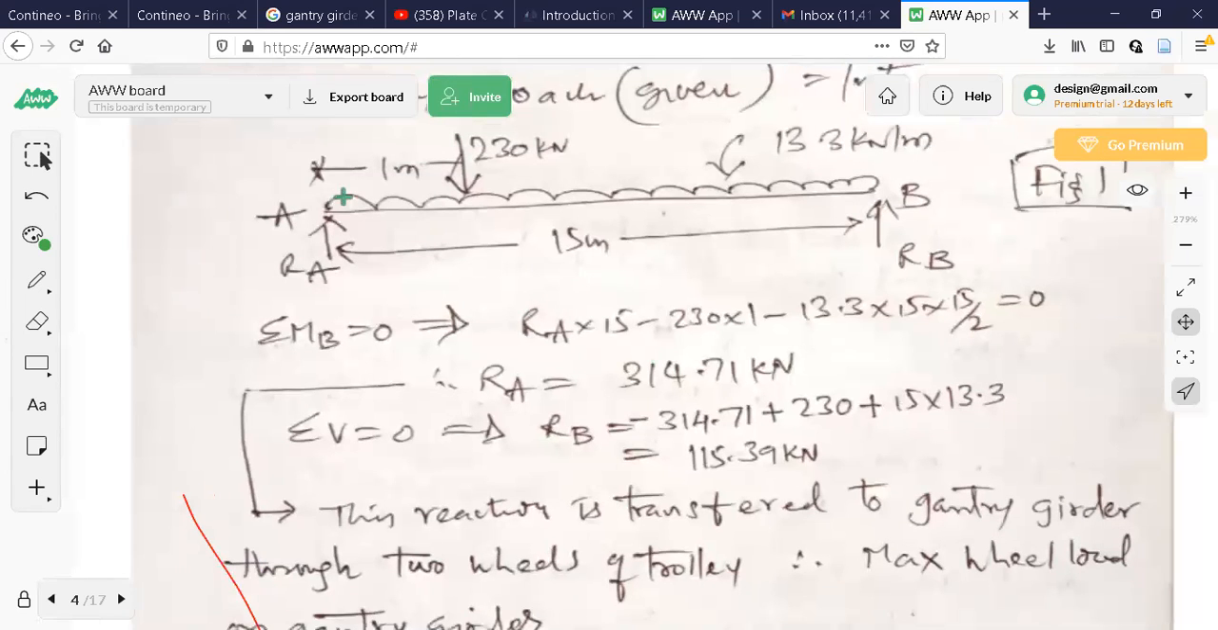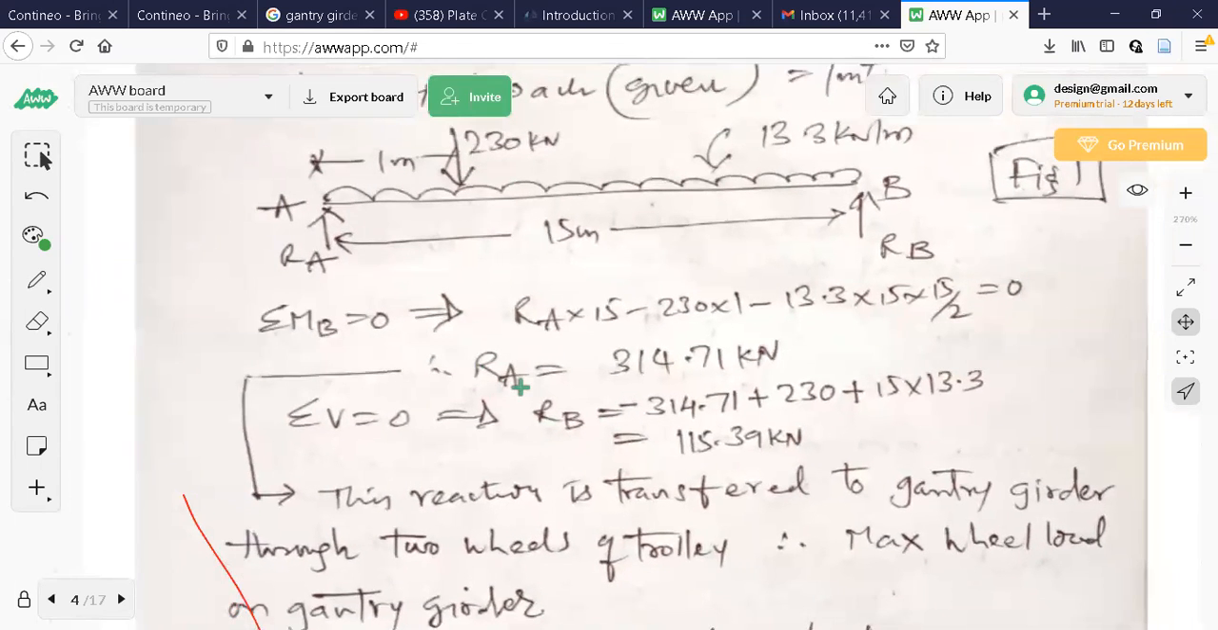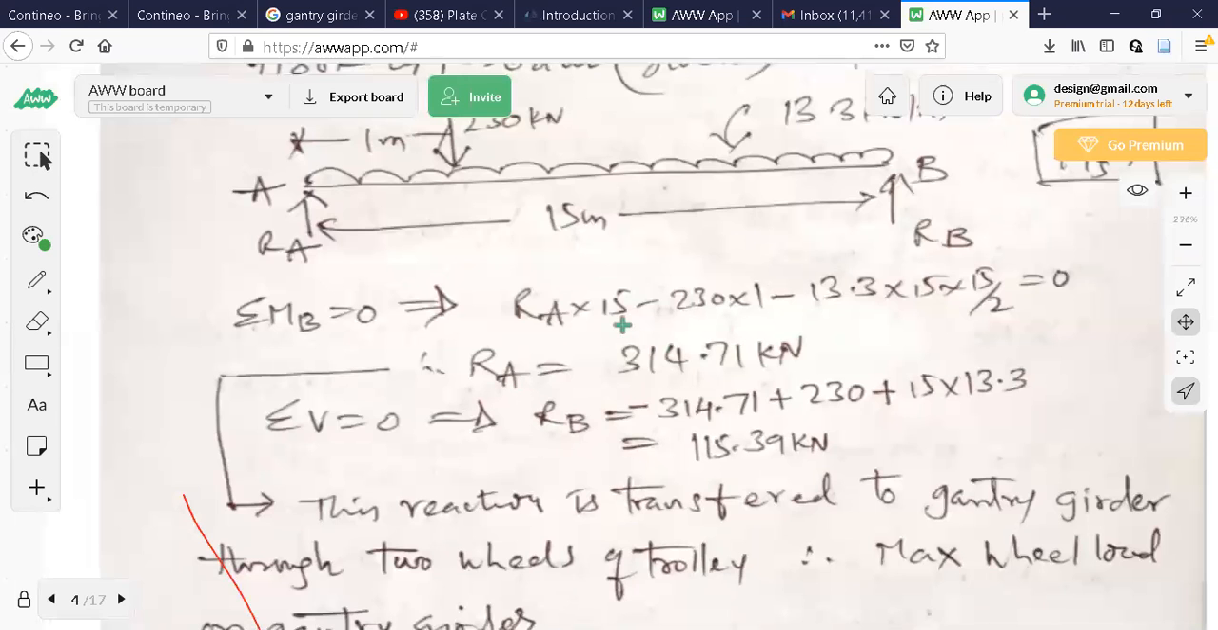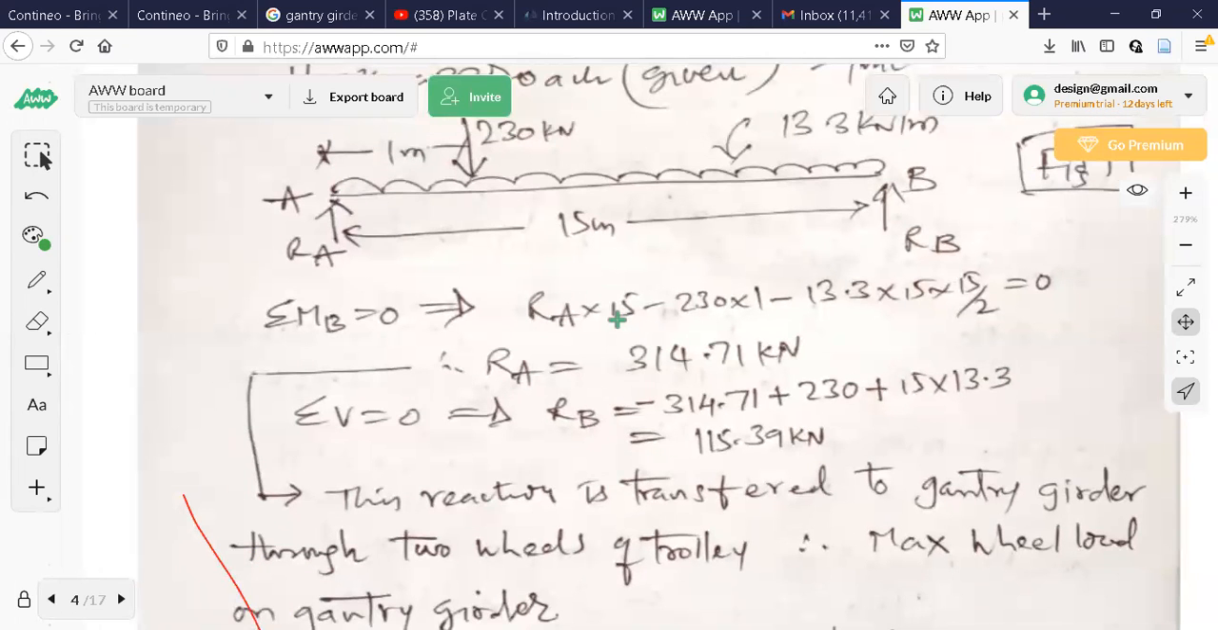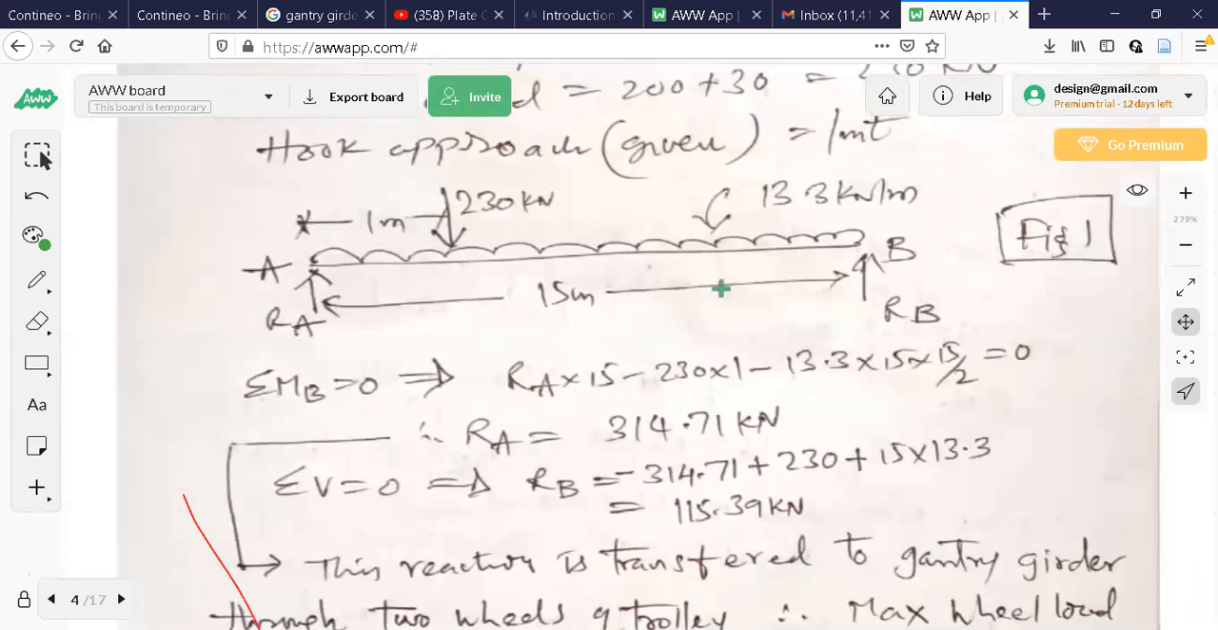Now there is a UDL and a point load. Determine the maximum moment and maximum reactions and all that. That is what I have done here. See this, the reaction is calculated. Now it is reduced to a simple problem of strength of materials. So reactions are there, one point load is there, one UDL is there.